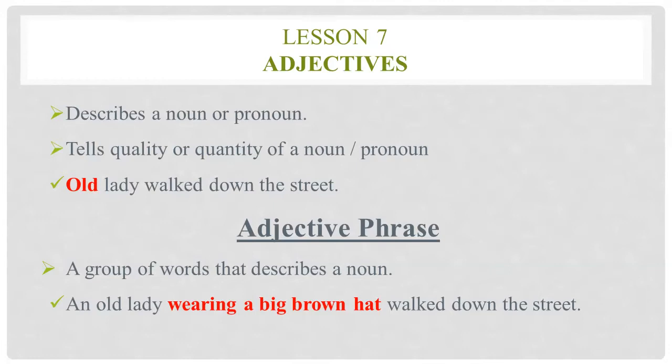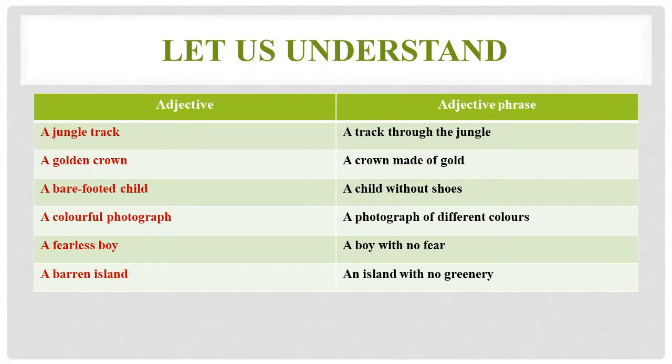Let us understand through this exercise. On the left side we are given adjectives. On the right side we have to make adjective phrases for them. A jungle trek. In this phrase, trek is the noun. Jungle is an adjective. So we have to make an adjective phrase for this jungle. A trek through the jungle. The word jungle, that is an adjective, is replaced with a group of words, through the jungle. That is an adjective phrase.